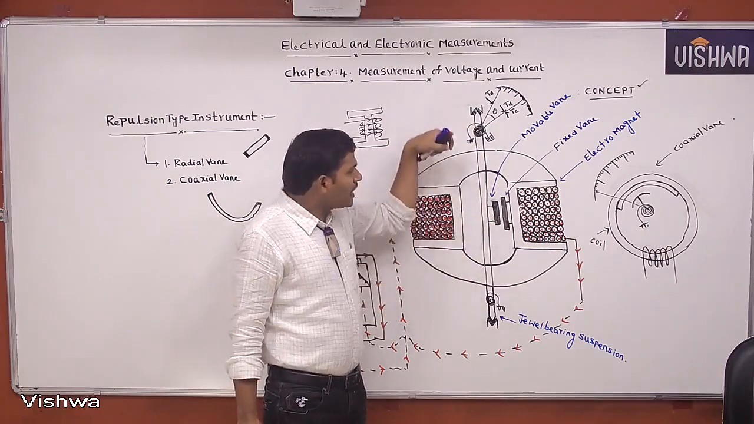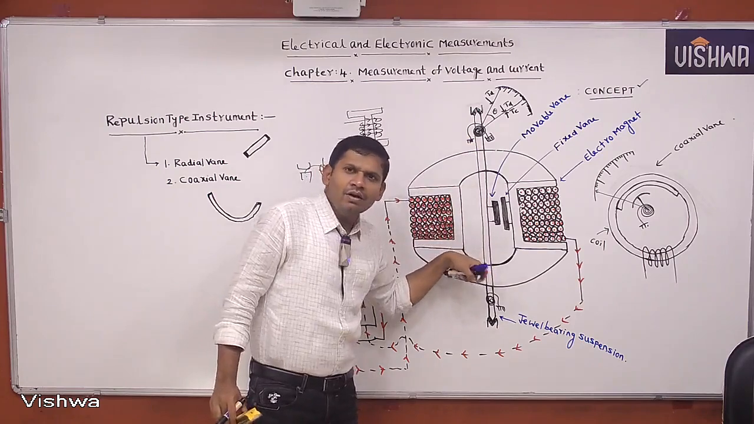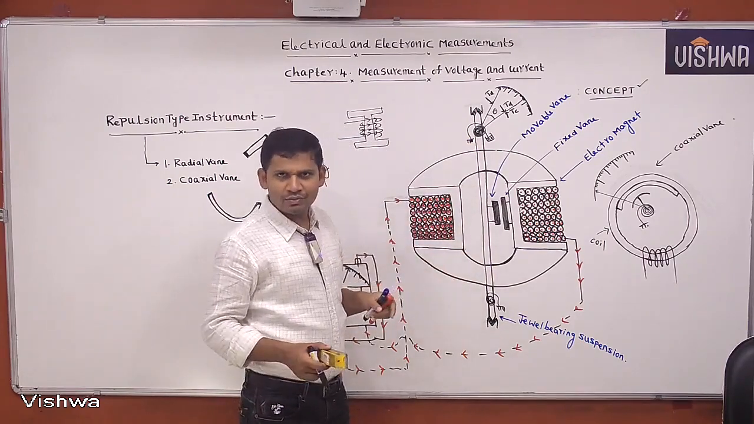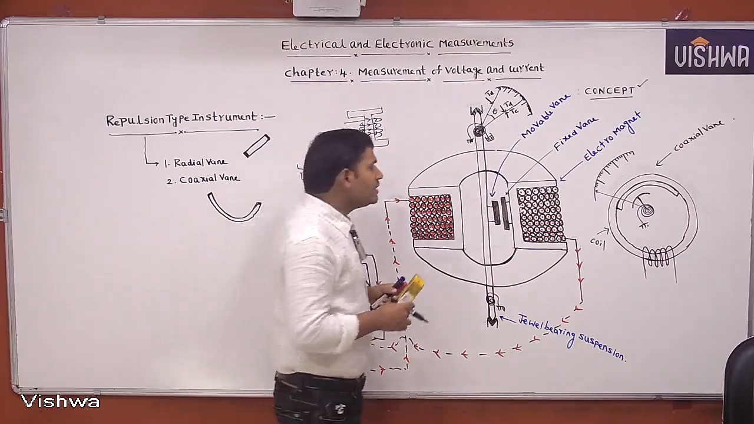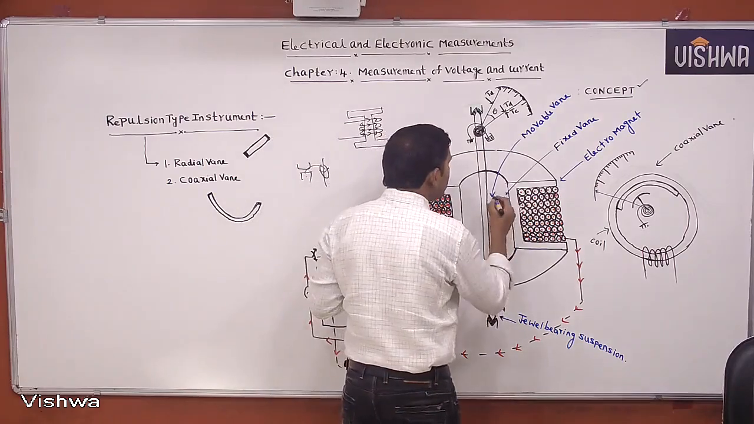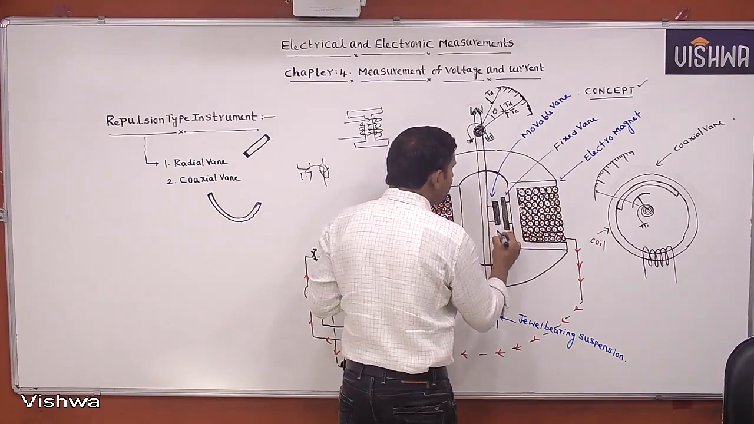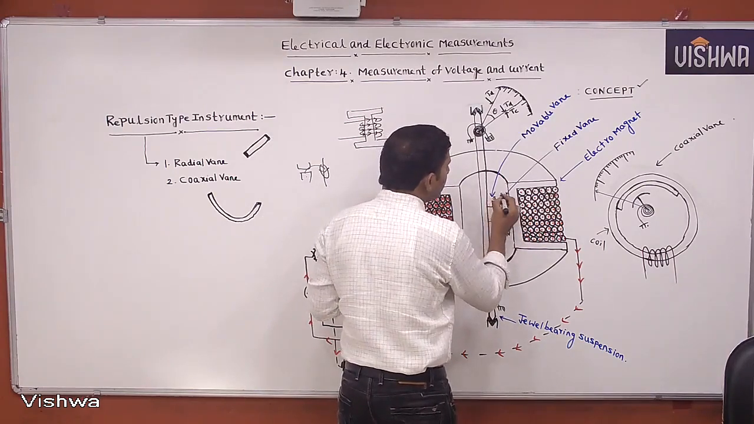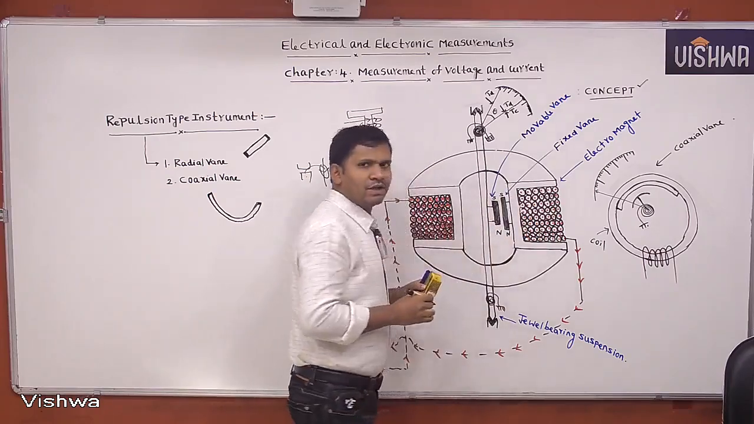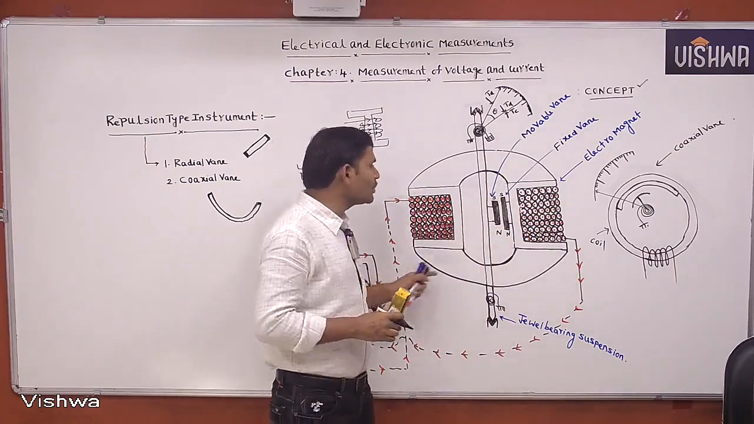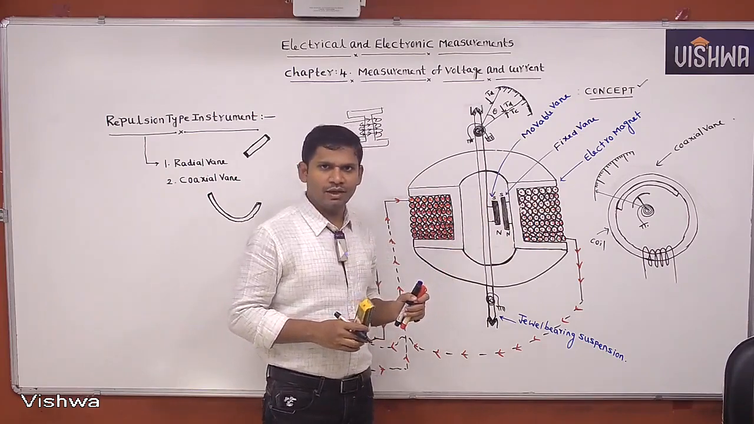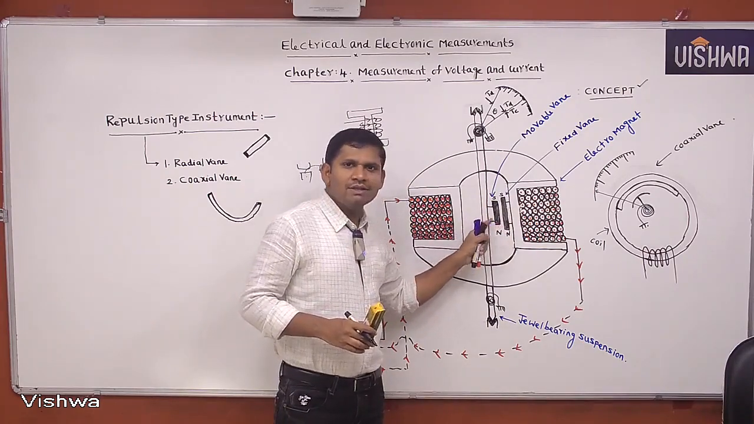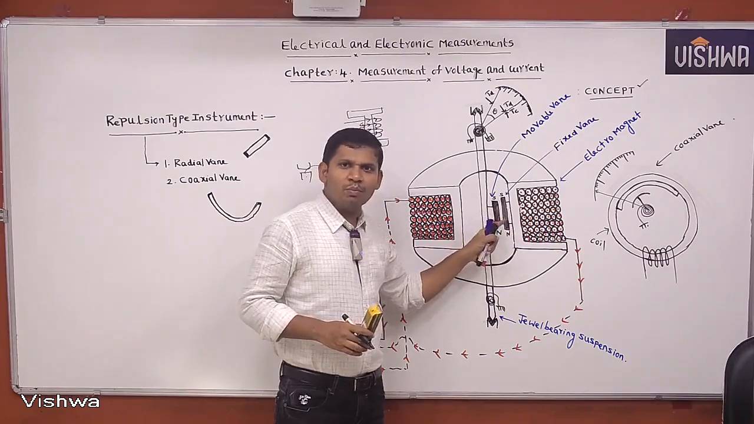Whenever iron pieces are placed in the same magnetic field, those two iron pieces are magnetized in the same direction with the same poles. Magnetized with the same poles means if one is a north pole, the other is also north, and if one is a south pole, the other is also south. Like this it will magnetize based on the direction of current. That means both the iron pieces are magnetized with the same poles.